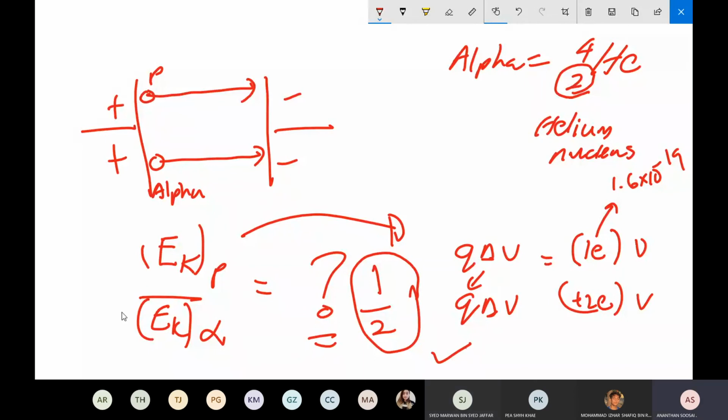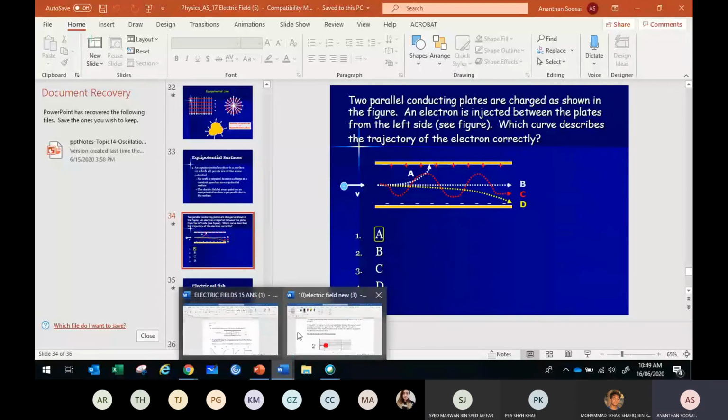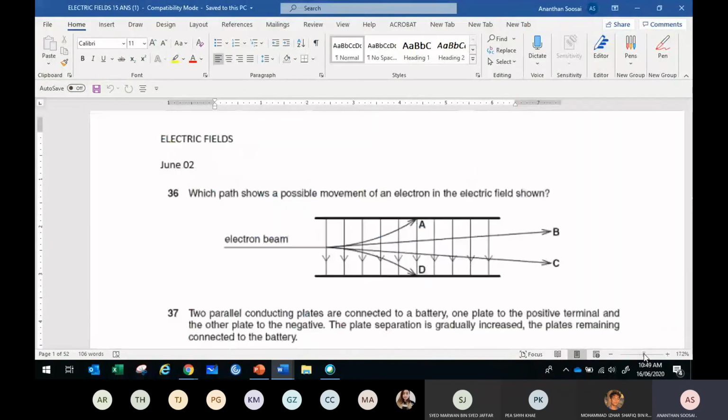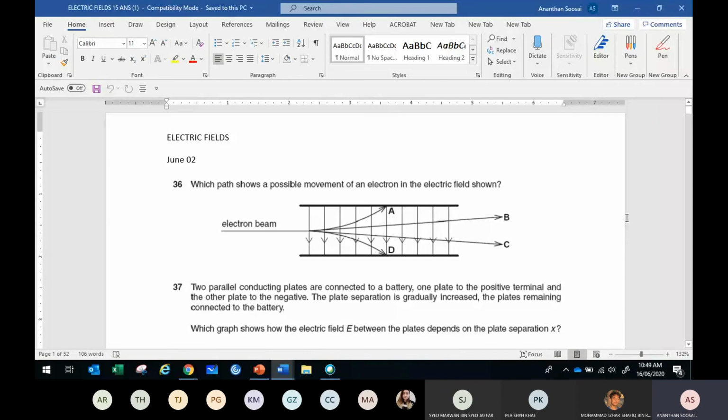Okay, so this type of question they will ask. Any question from this? Okay, so all of you understand. Good. Now we're done with this topic, so we're going to go to the questions. Later, in 1 hour, we'll also be doing more questions about electric field. So I selected some questions, let's do them together.